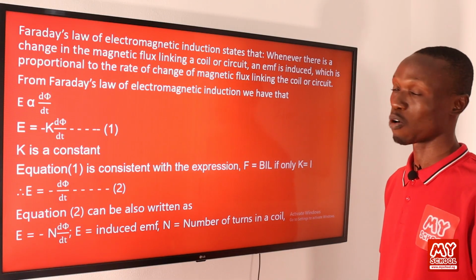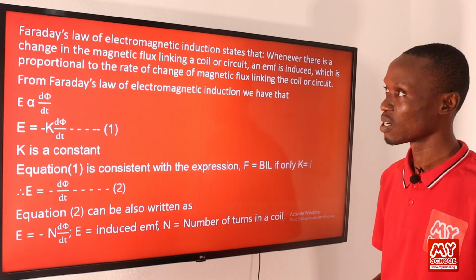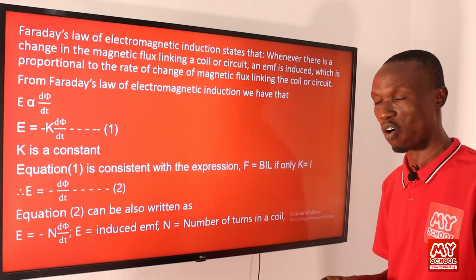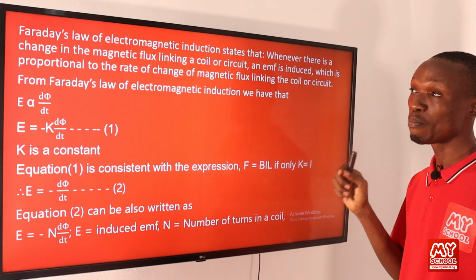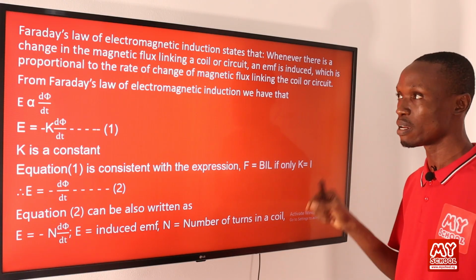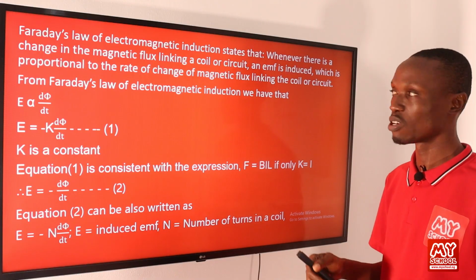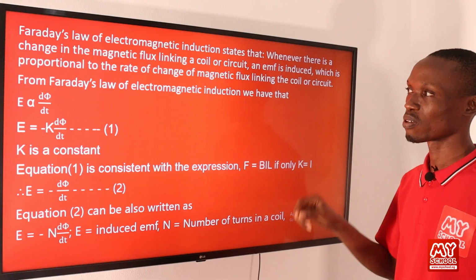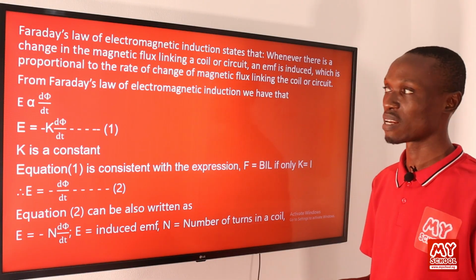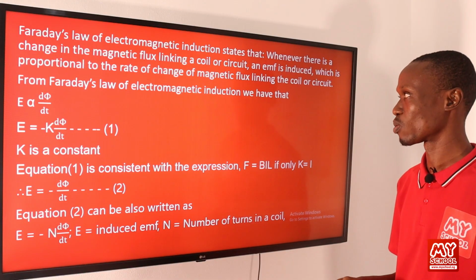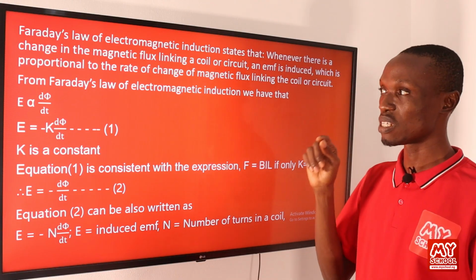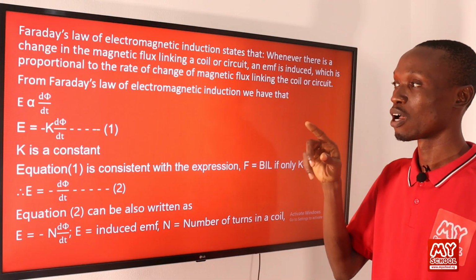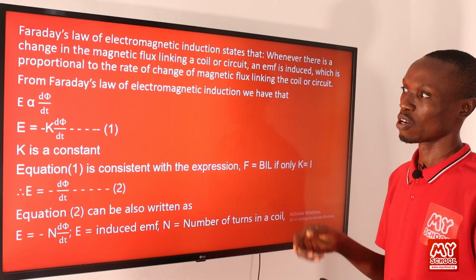Faraday's law of electromagnetic induction states that whenever there is a change in the magnetic flux linking a coil or circuit, an EMF is induced, and this EMF is proportional to the rate of change of magnetic flux linking the coil or circuit. So from Faraday's law, the induced EMF is directly proportional to change in phi and inversely proportional to change in time.